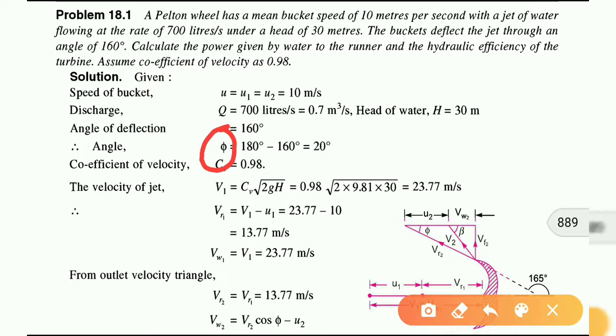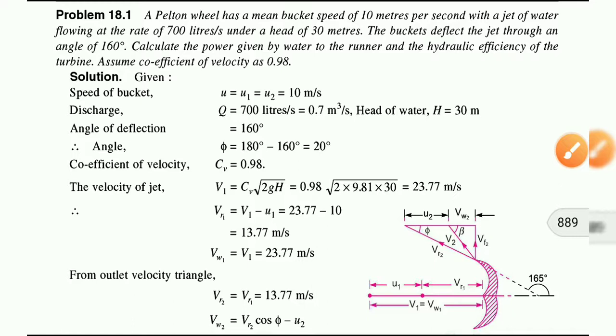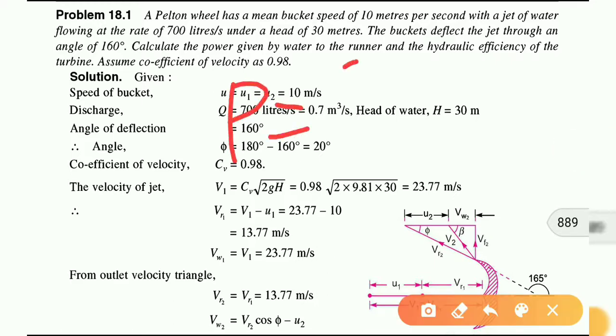The next thing given is CV. CV is the coefficient of velocity. It is equal to 0.98. If we multiply the theoretical velocity by this coefficient of velocity, then we will get the actual velocity. What we need to calculate is the power given by the water to the runner, power is equal to what watt, and then the hydraulic efficiency eta H is equal to what.